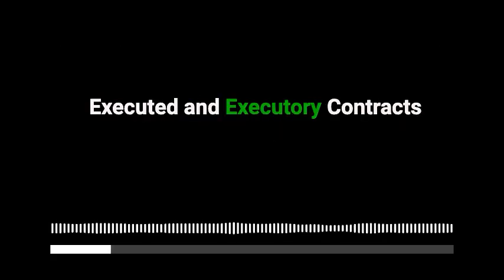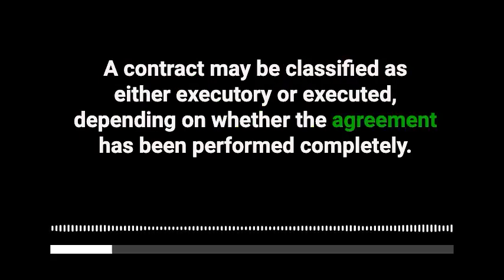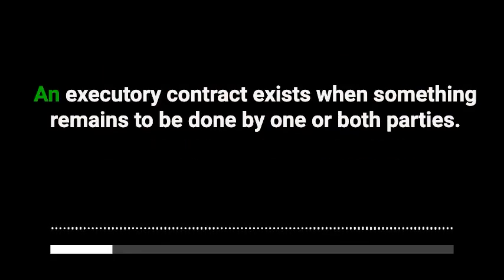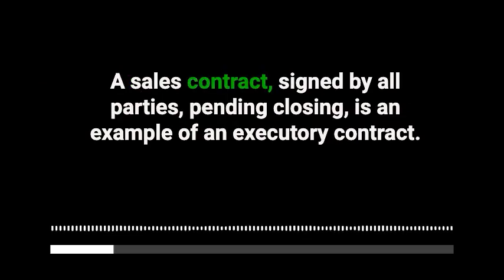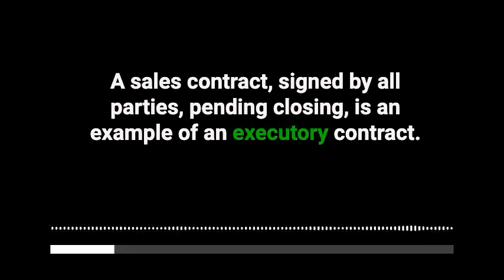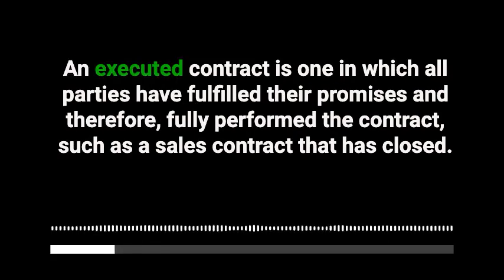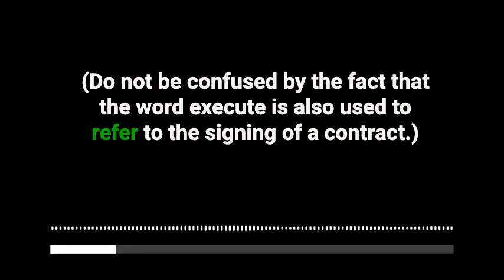Executed and executory contracts. A contract may be classified as either executory or executed, depending on whether the agreement has been performed completely. An executory contract exists when something remains to be done by one or both parties. A sales contract, signed by all parties, pending closing, is an example of an executory contract. An executed contract is one in which all parties have fulfilled their promises, and therefore fully performed the contract, such as a sales contract that is closed.